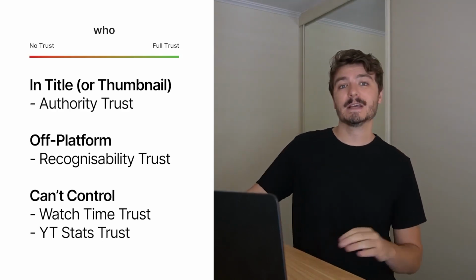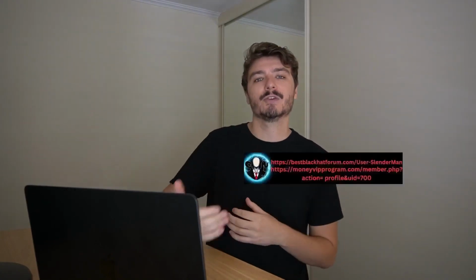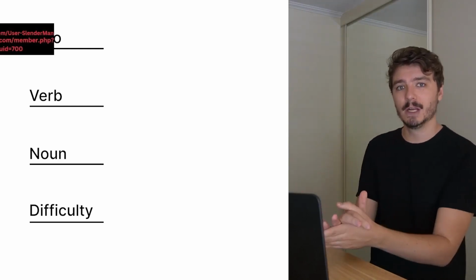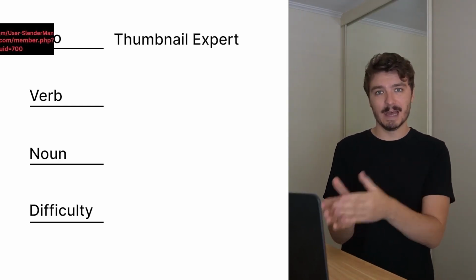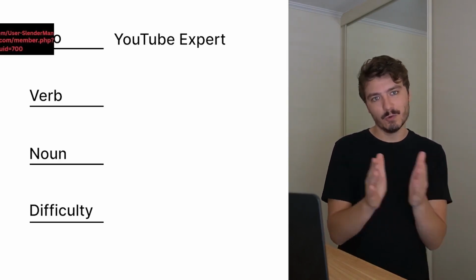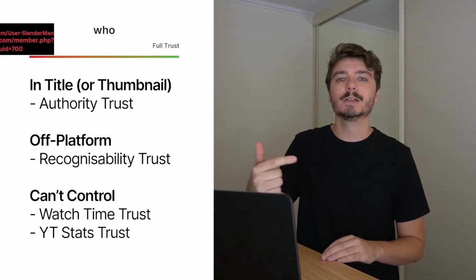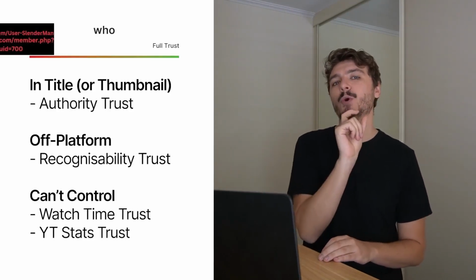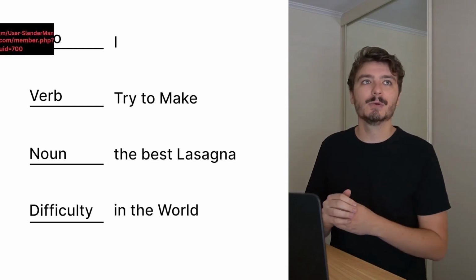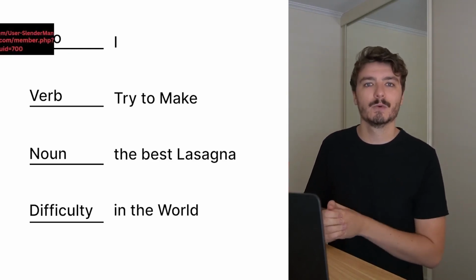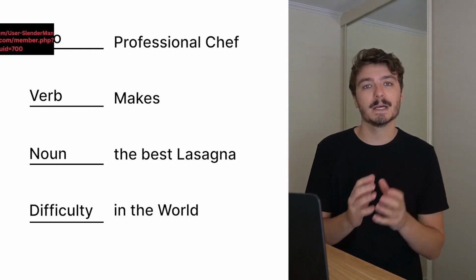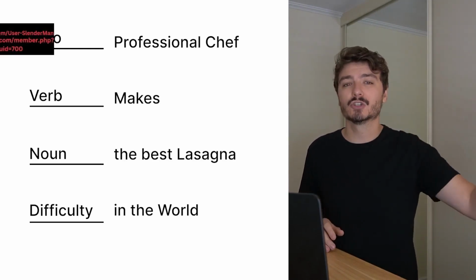Now, lastly, we have this thing called authority trust. This is the one that I would focus on the most. You've probably heard the YouTube advice of make videos on something that you know of, or make videos on something that you're an expert in. That is because you can control this aspect. For example, when I make videos, I might say something like, thumbnail expert or thumbnail designer or YouTube expert or something like that. You are more likely to trust that video because it has that authority trust in the title. Or as another example, if it is, I try to make the best lasagna in the world versus professional chef makes the best lasagna in the world, you are more likely to trust the professional chef.